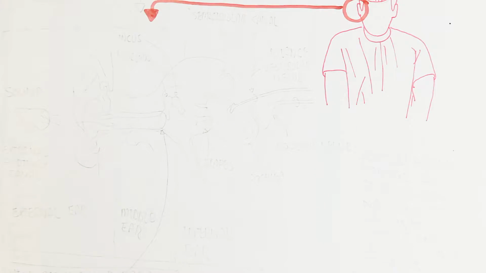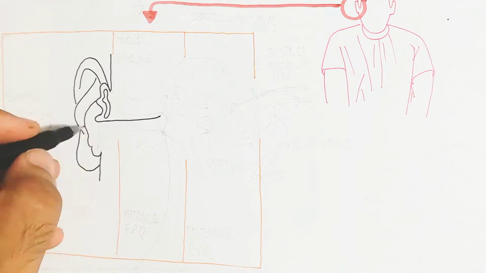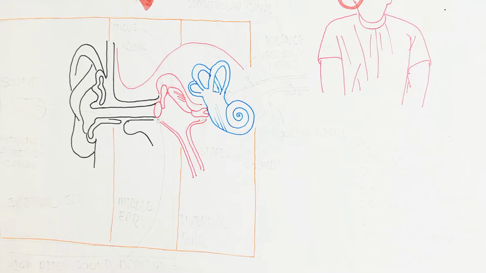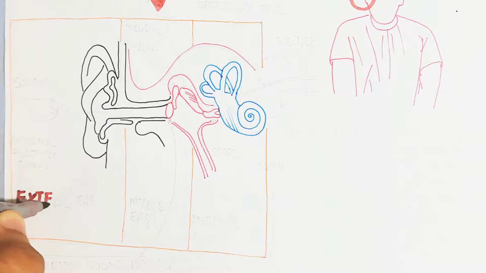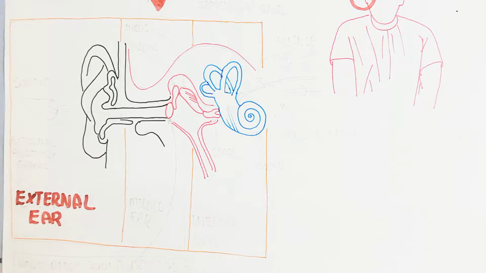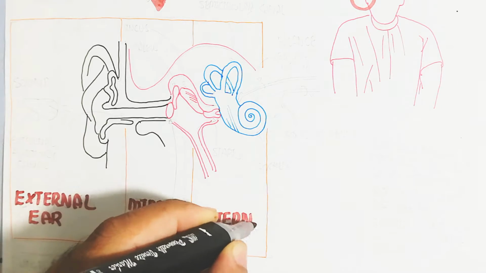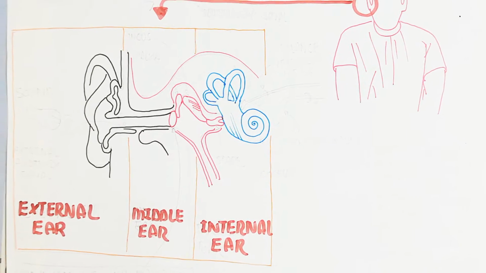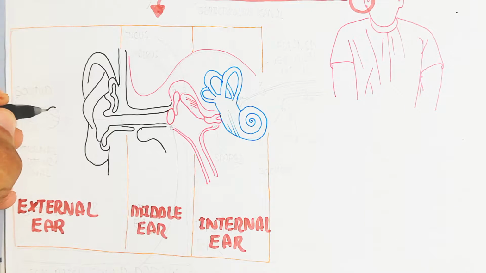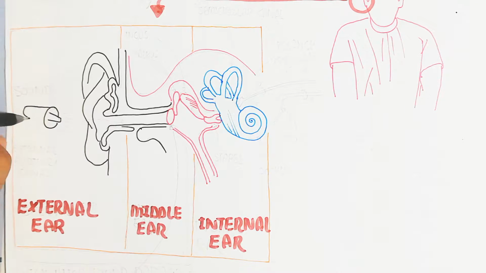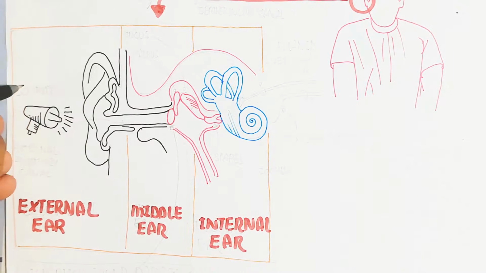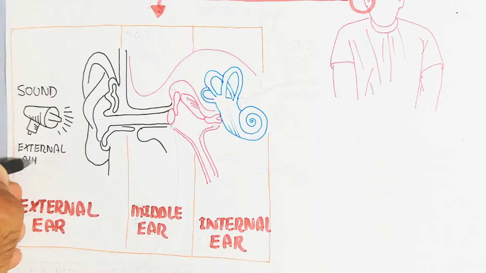So here is the person who has an ear. Let's begin to understand the anatomical aspect of the ear. The ear contains the external ear, middle ear and internal ear. The external ear is used for sound. The external auditory canal is used for sound listening. In this way you can see this is basically the receiving of the sound.